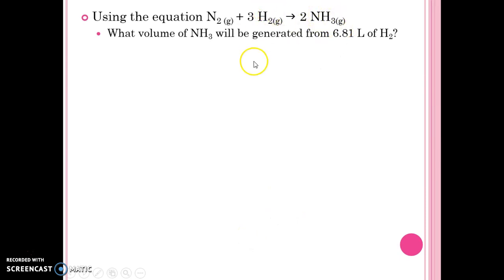We can use that volume ratio that we saw on the last slide, and I can get 2 liters of ammonia very efficiently from liters of hydrogen. I don't have to use PV equals nRT or anything like that to get 2 moles first. I can go right to a volume ratio because they're both gases.